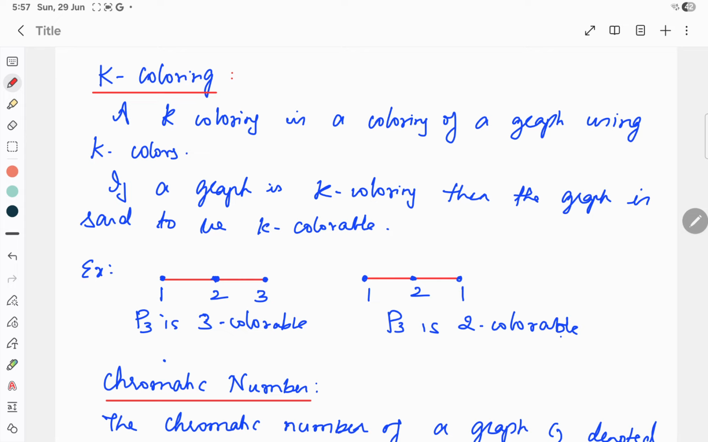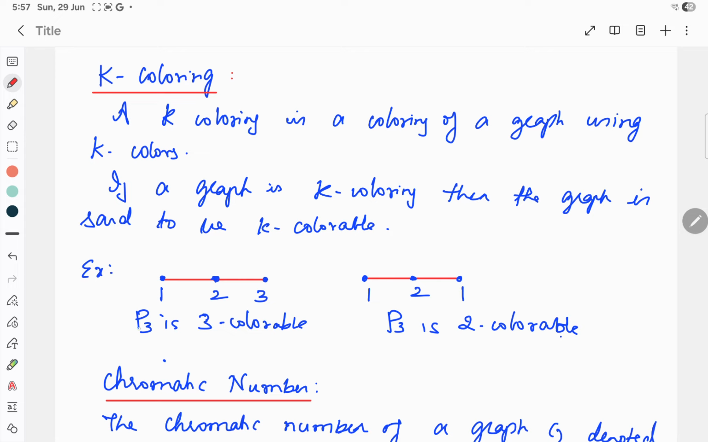For example, let us consider a path with 3 vertices, 1, 2, 3. These 3 vertices can be colored with 3 colors. First vertex with color 1, the second vertex is adjacent to the first, so I should not use 1, it should be different, so say 2, and the third vertex can be colored with either 1 or any other color 3. It cannot be colored with 2 as it is adjacent to the second vertex.